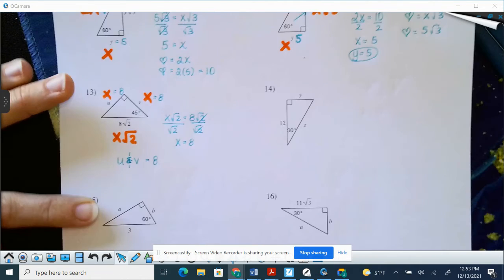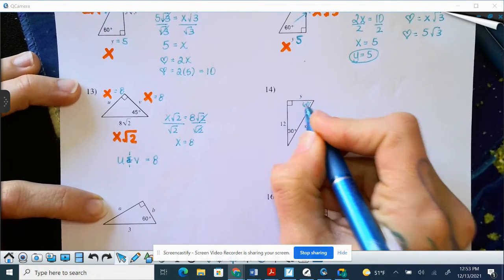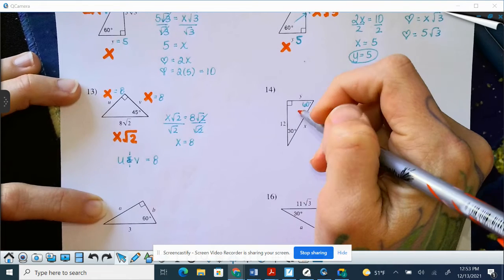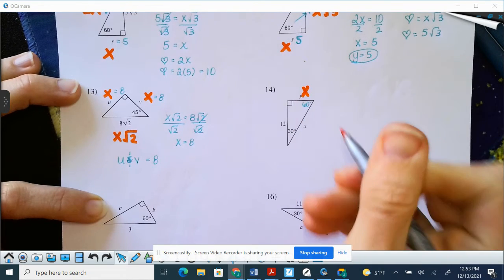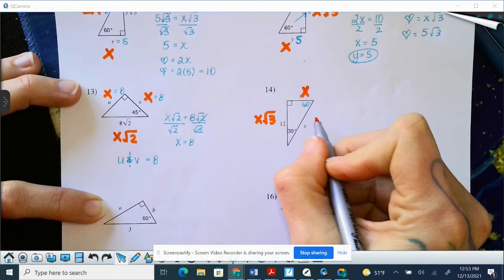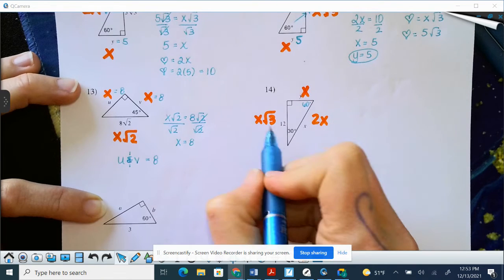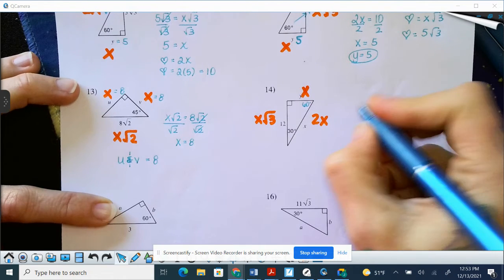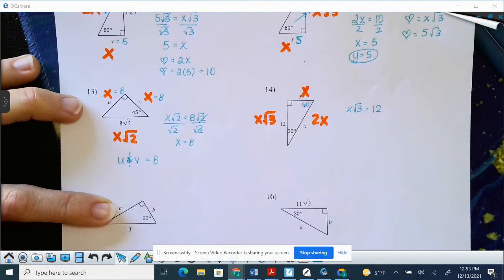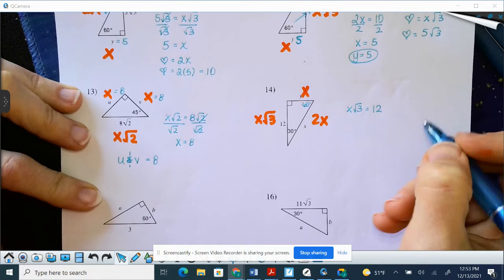Number 14 is a 30, 60, 90. So we know this is 60 because 30 and 90 are leftovers for that 180. Across from 30 is always your x for your ratio. Across from 60 is x square roots of 3, and our hypotenuse is always 2x. So our number given is our 12, so that leg, x square root of 3, is equal to 12. I need to get x by itself. If now is a good time to pause, see if you can practice solving appropriately.